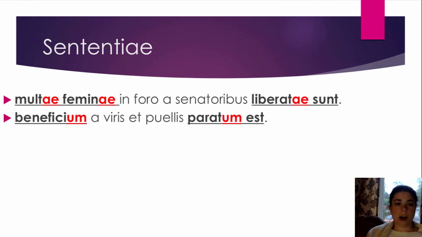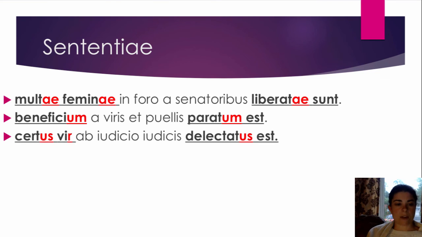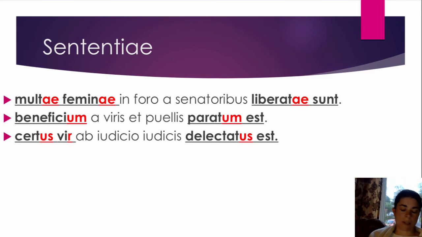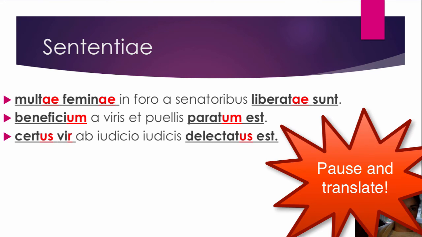Next, beneficium a viris et puellis paratum est. So here we have um showing up for both of those. And then certus vir ab judicio judicis delectatus est. Here, us and us are both nominative singular endings, and delectatus is telling us our subject has to be nominative singular. Pause the video, translate these sentences, and resume when you are ready.